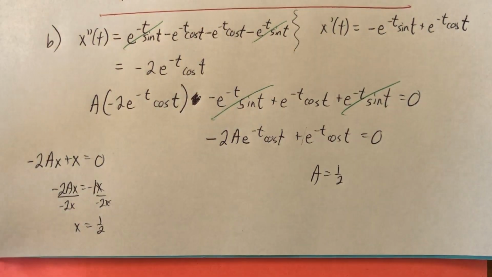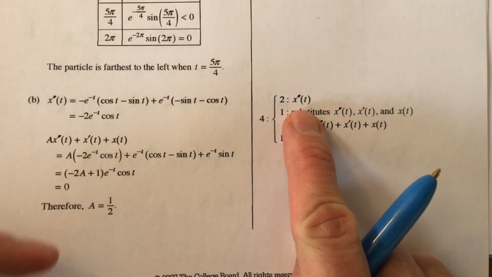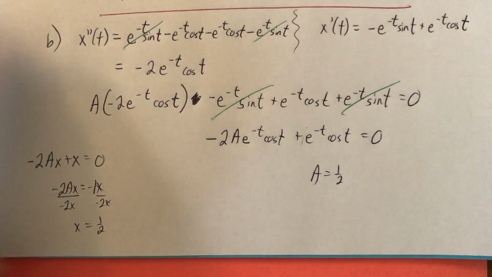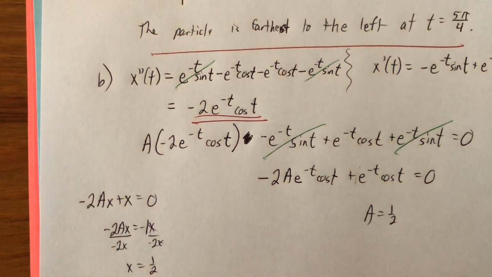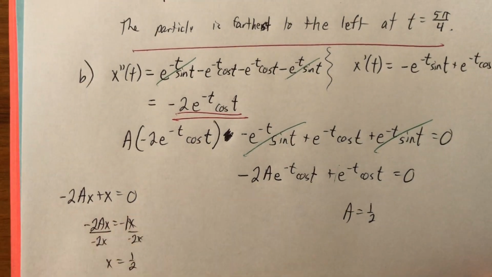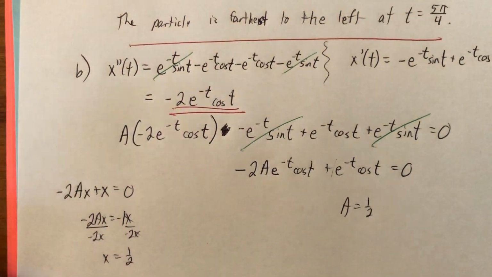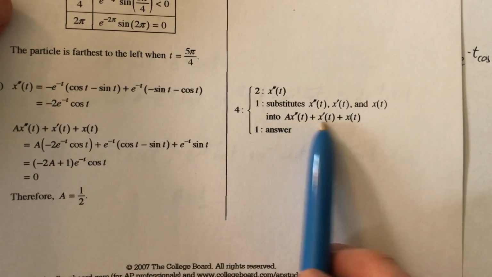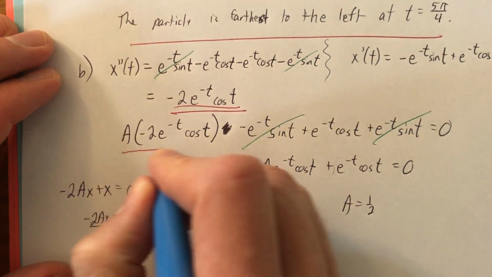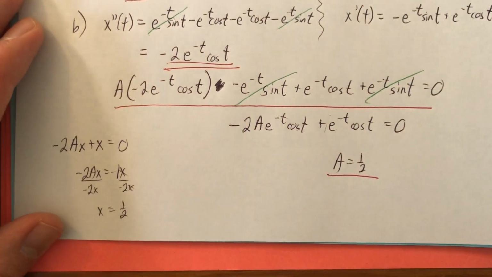So let's see what the breakdown was. We get 2 points for finding the second derivative. Lucky us, so there we go. And it did simplify to that, so we can do that. And then substituting all of those things into that formula they gave us, that was worth a point. And then our final answer was worth another point.